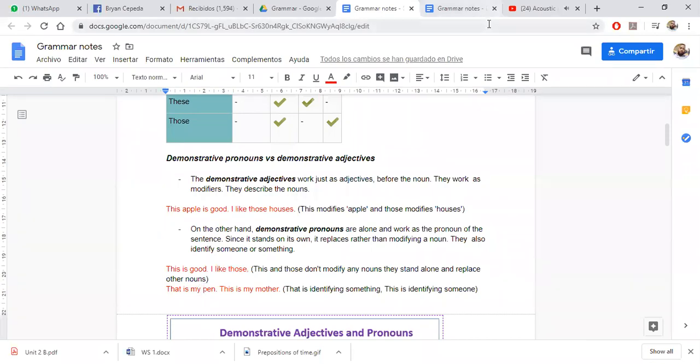These and those don't modify any nouns when used as pronouns. They stand alone and replace other nouns, okay? That is my pen. This is my mother. That is identifying something. This is identifying someone. So these are demonstrative pronouns because they replace a noun. You can say it is my pen, and you can say she's my mother. So as you can see, you can replace this with personal pronouns.